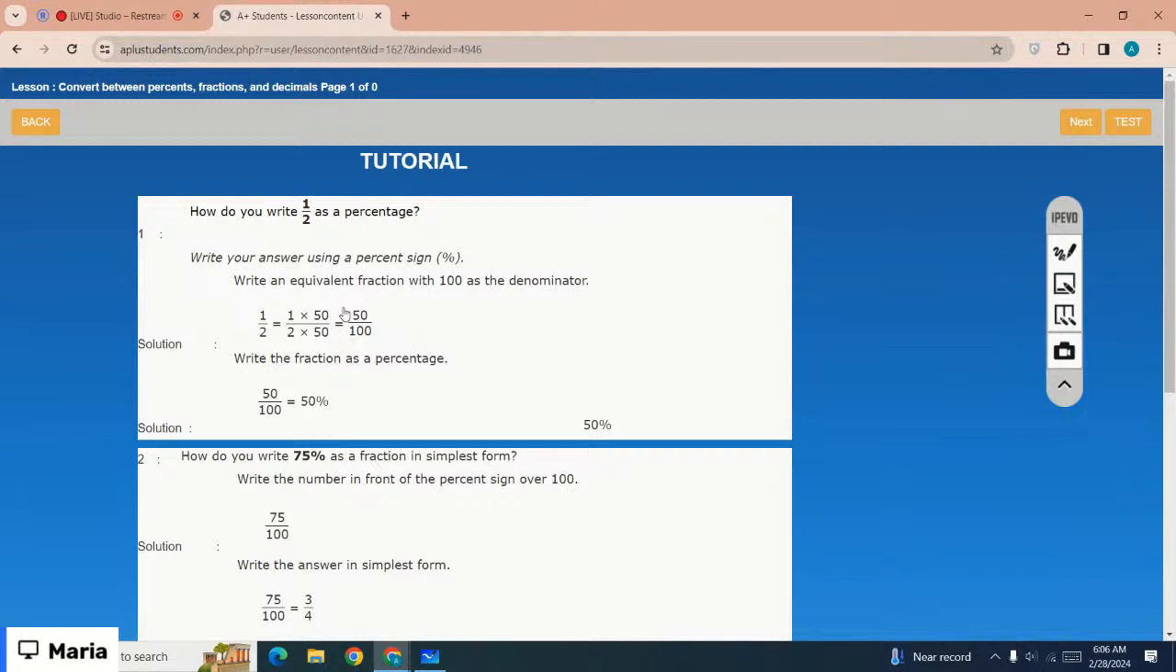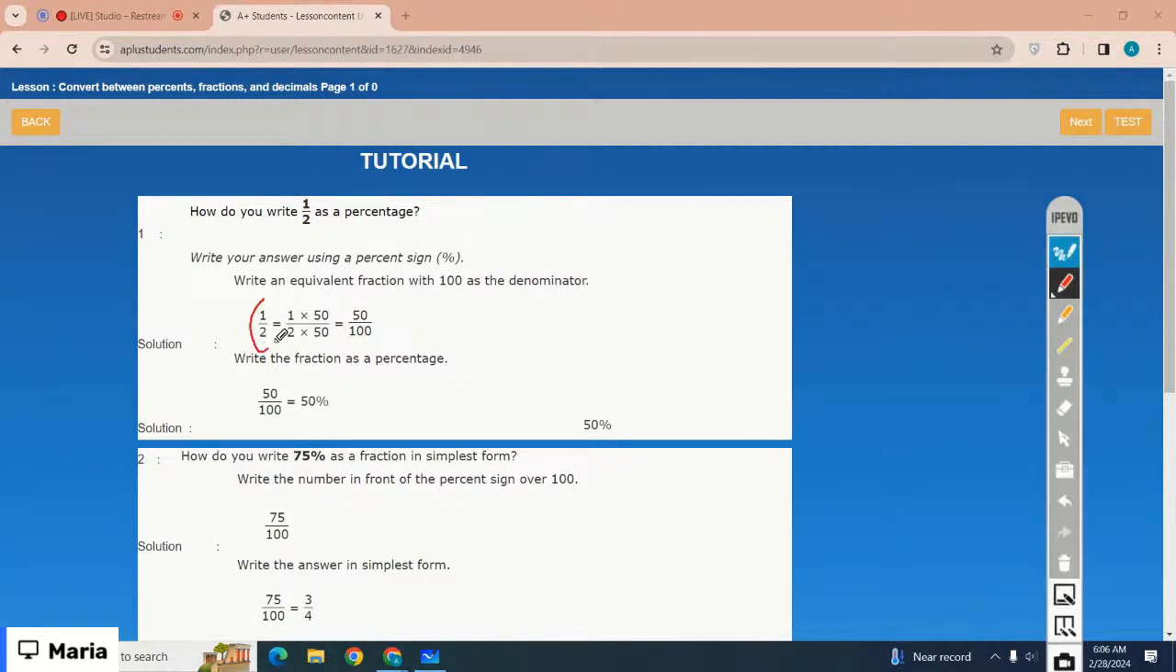Whenever you are given a fraction, you have to convert it into percentage form. You have to make the denominator equal to 100. For example, here you are given 1 over 2. You need to make that 2 equal 100. So 2 times what number makes 100? 2 times 50 makes 100. So multiply both numerator and denominator by 50, that is 50 over 100. That means 1 by 2 equals 50%.